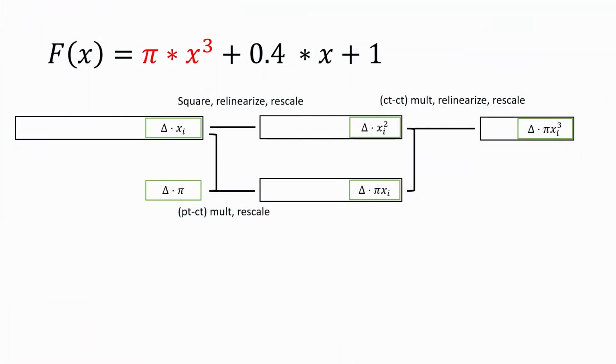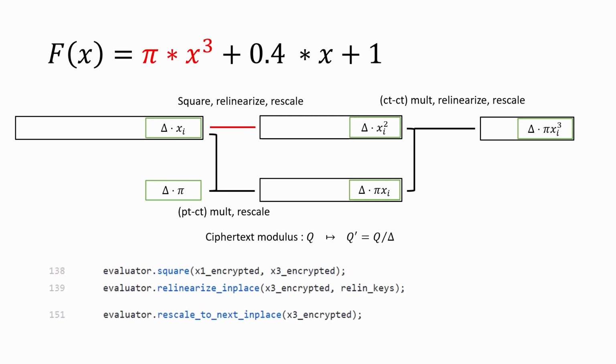Okay, so let's get back to this example of source code and focus on the first term, pi times x cubed. Since it has degree 4, we can evaluate this term with only a depth 2 system by utilizing this tree structure. So we first perform the squaring of the ciphertext, followed by linearization and rescaling operations to obtain this encryption of x squared with scaling factor delta.